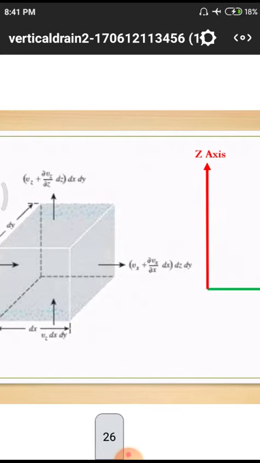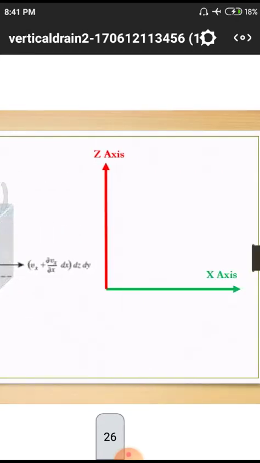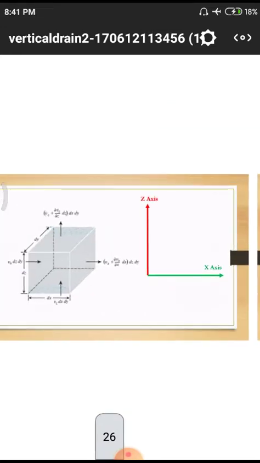This is also the same representation with respect to the x and z directions. X means the total water will be collected in one direction. Z means the total water will flow in another direction. These are the two directions of the water and their movements.